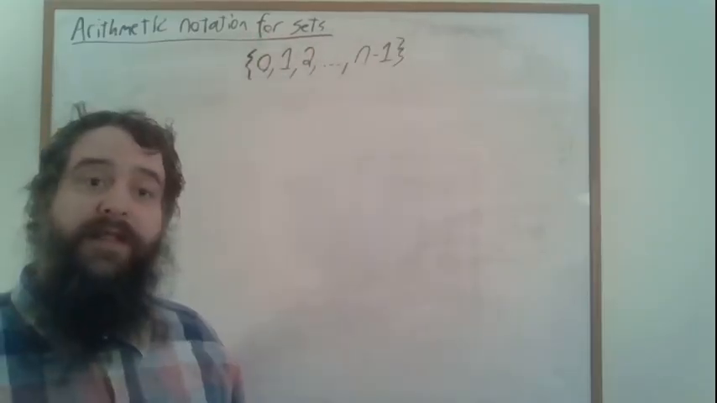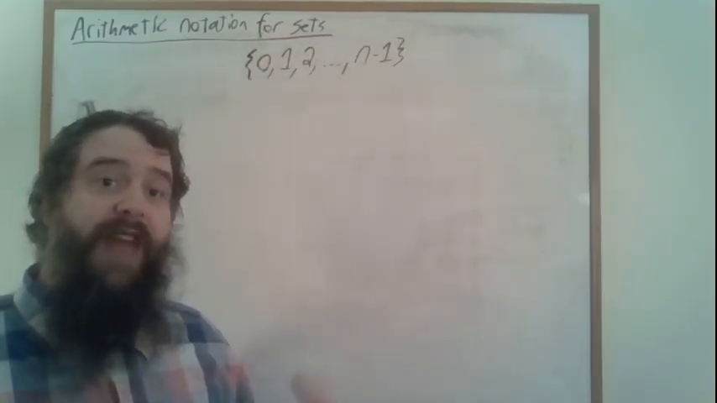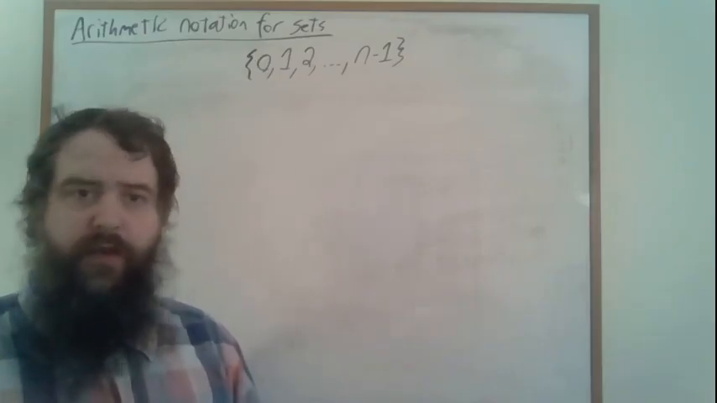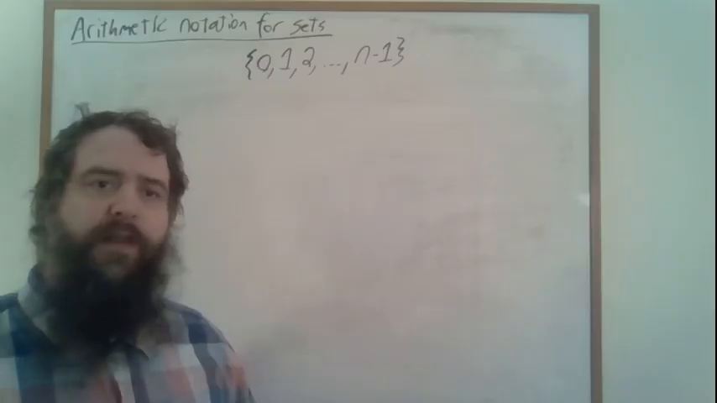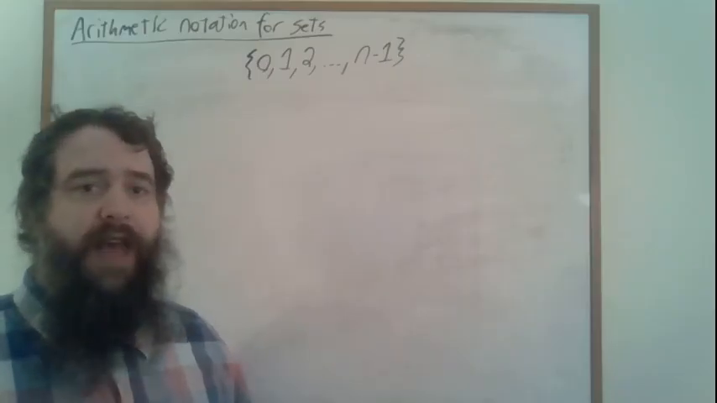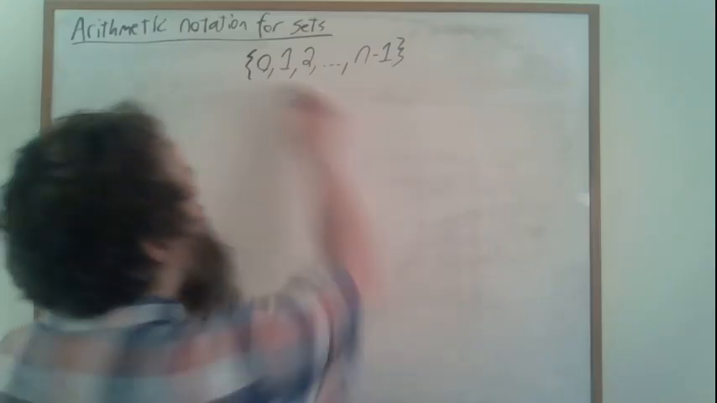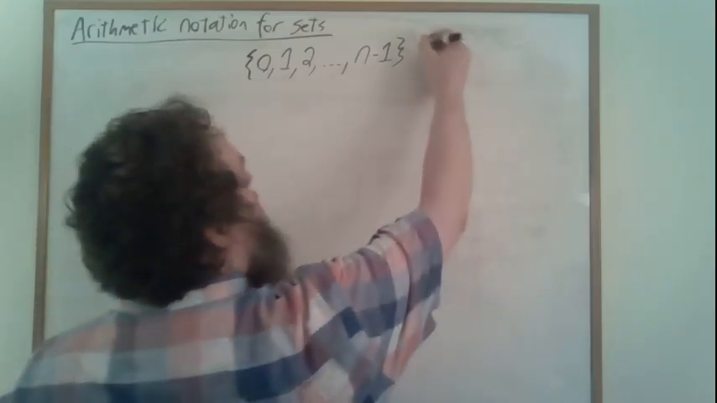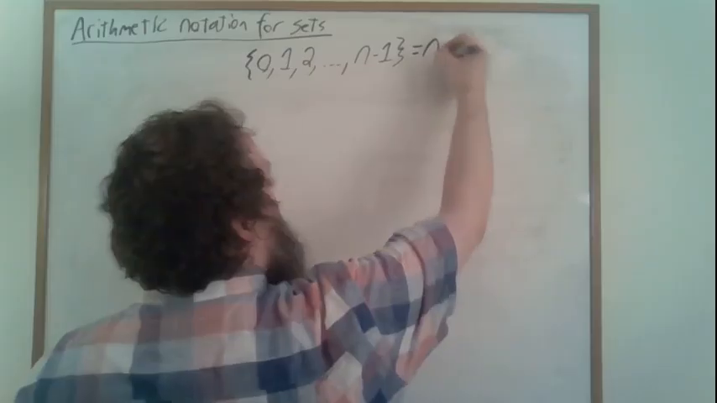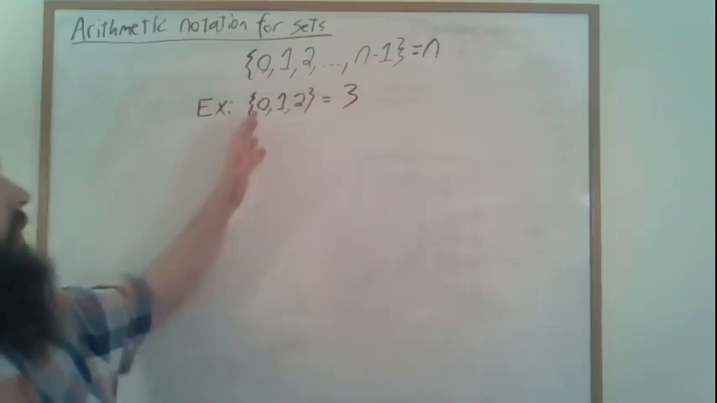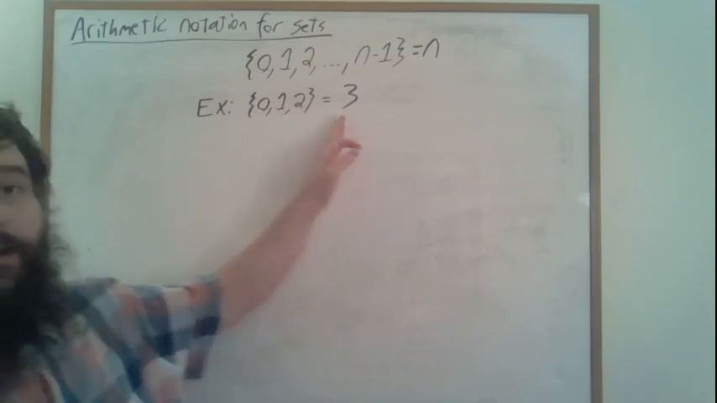A very common set to talk about is the set of the first n natural numbers. Mathematicians from set theorists to combinatoricists, all sorts of mathematicians want to talk about this set. And a very nice notation for it is to just refer to this set here as the number n. For instance, we can refer to the set 0, 1, 2 as the number 3.